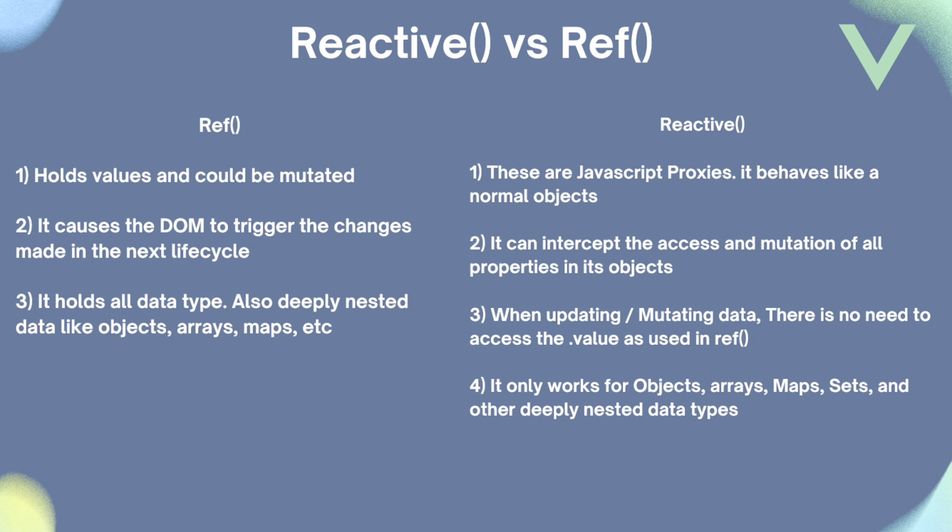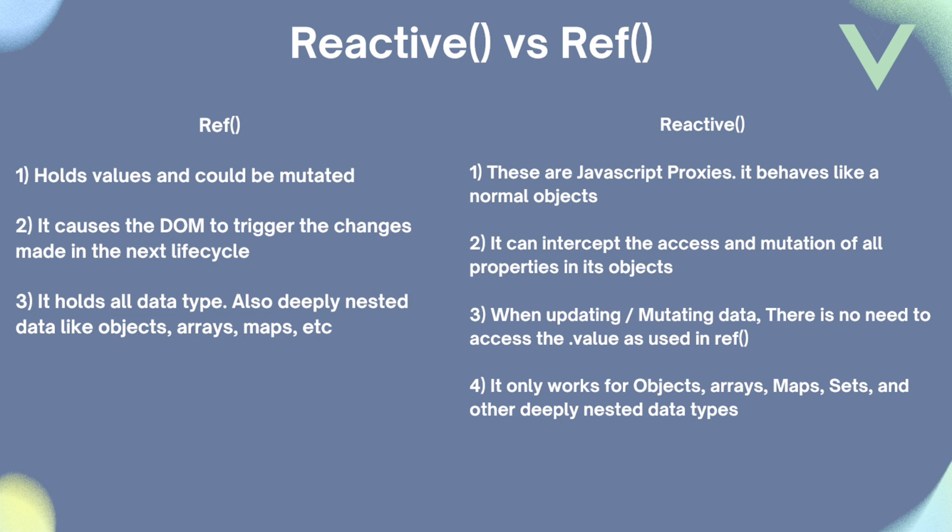Now, the ref is used to hold values and could be mutated, definitely. It causes the DOM to trigger the change. So which means when you make a change in your ref, the DOM triggers that change. You get to see that change immediately when the next life cycle happens. For example, if you make a change to your ref in, let's say, update or before update, the change in the ref shows in the DOM when the update lifecycle happens. The ref holds any kind of data type, be it arrays, objects, strings, integers, whatever. It holds them, and it could also hold deeply nested objects and arrays.